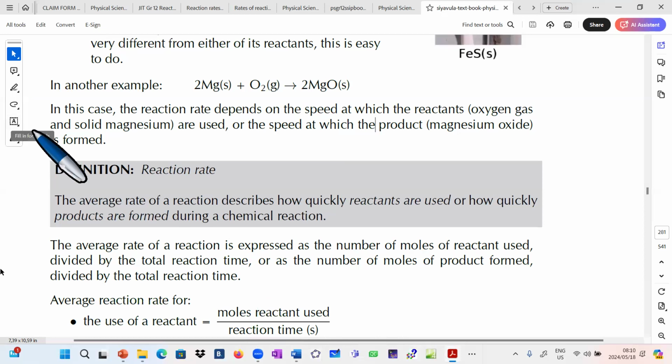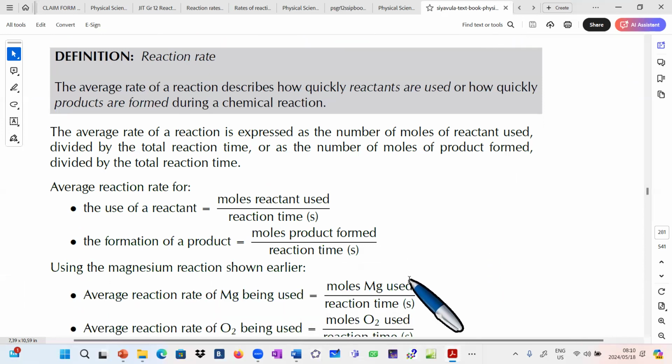I want us to continue, and also analyze this concept together. Now, we looked at the average rate of a reaction and the fact that it describes how quickly reactants are used or how quickly products are formed during a chemical reaction. Now, the average reaction rate for the use of a reactant or the formation of a product, because we're looking at the reactants versus the products. The use of a reactant means the moles of reactant used divided by reaction time. For the formation of a product, the moles of product formed divided by reaction time.